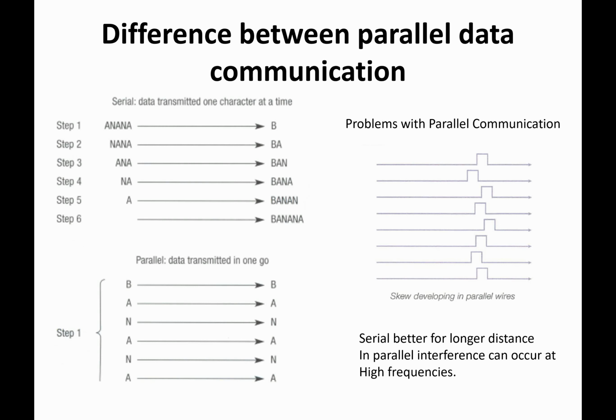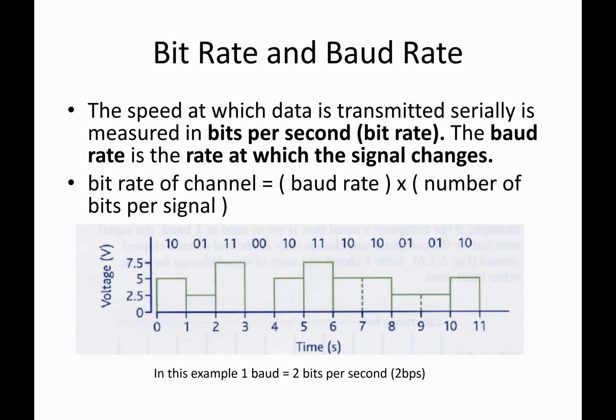Right. So the data bus, address bus, and control bus. Right. Okay. Now bit rate and baud rate. Now the bit rate is the speed, which is measured in bits per second. The baud rate is different. It's the rate at which the signal changes. Now you have to remember that. Now the bit rate of a channel is the baud rate times the number of bits per signal. Now, this is baud rate.